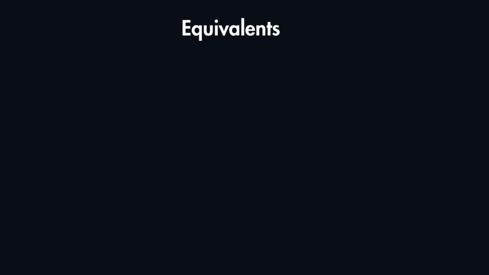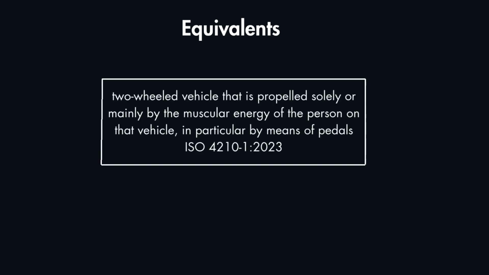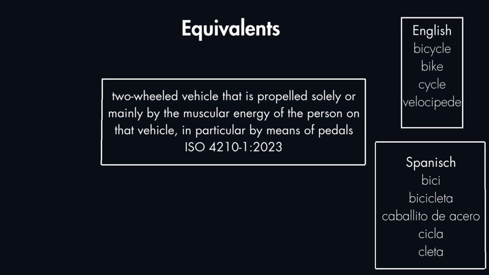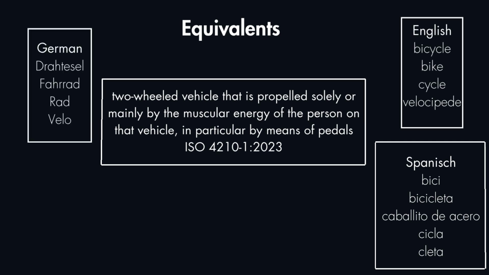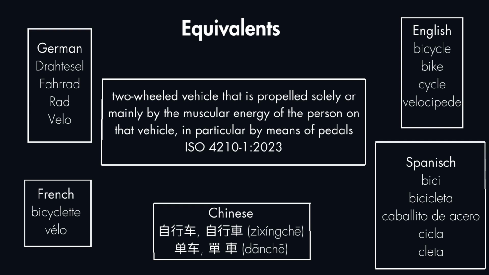Terms are not translated word for word. Instead, you identify an appropriate equivalent in the target language and check that its definition matches the intended concept. The number of terms for a concept, such as bicycle, varies by language. For example, there are 5 terms for bicycle in Spanish, 4 in English and German, and 2 in French and Chinese. Abbreviations also vary. When translating, choose the term that best fits the context.